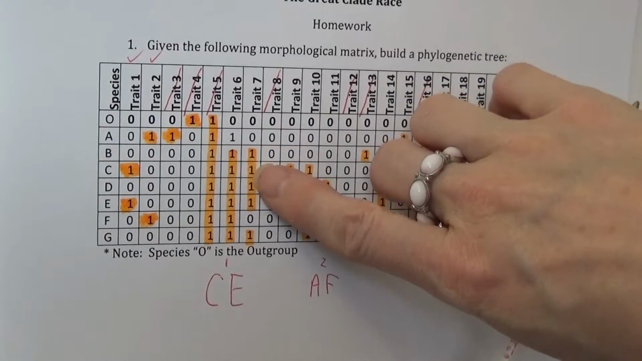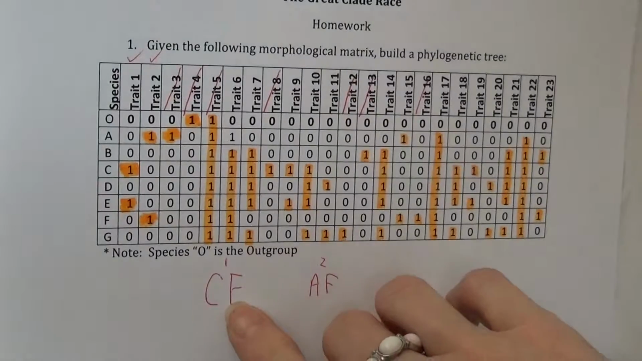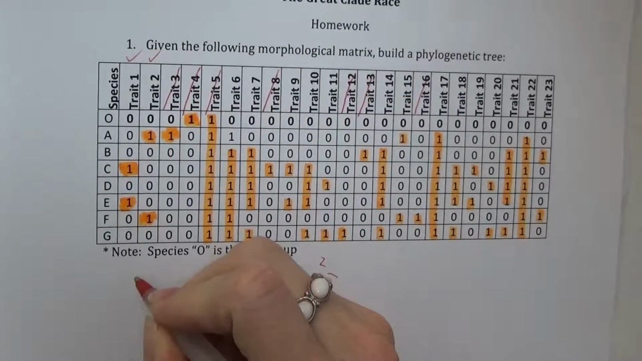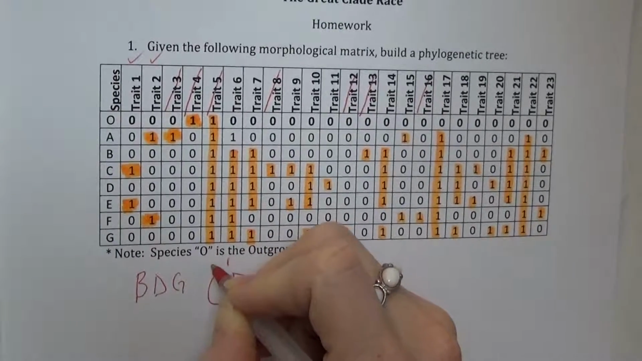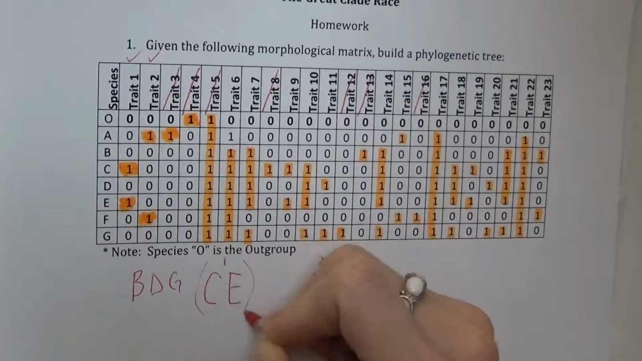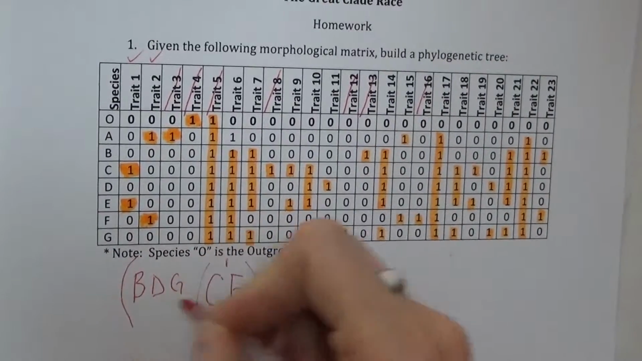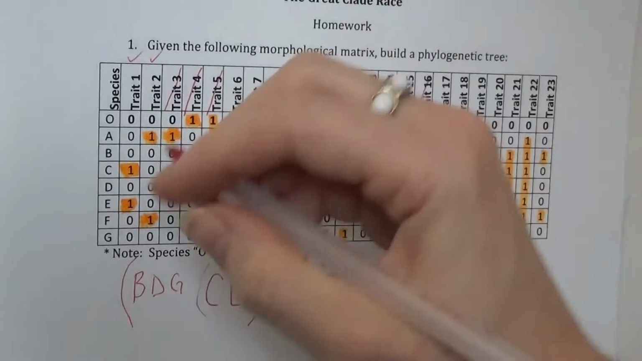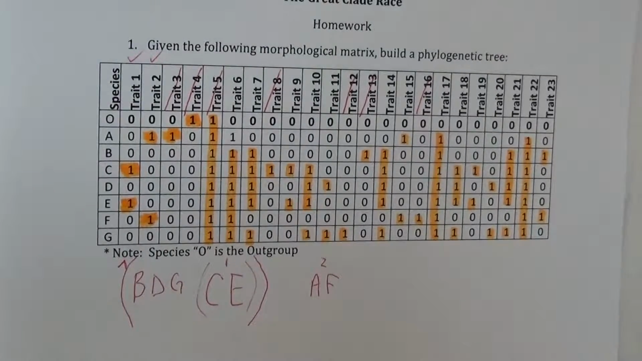Trait 7 says that B, C, D, E, and G. So we have C and E already. So let's go ahead and include B, D, and G. So we know that these guys were together, but B, D, and G are now together with all of them as one big happy clade. All right, and that was from trait 7. Okay, so now we have that kind of a grouping.